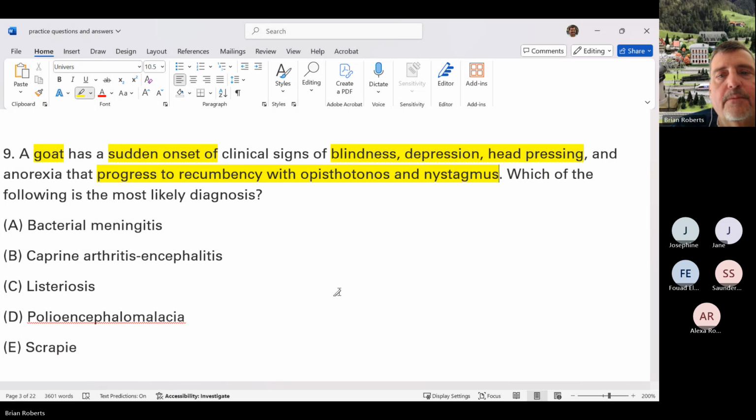So, based on this description, we have blindness, depression, head pressing that progresses to recumbency and opisthotonus and nystagmus. Do you guys know what opisthotonus is? What that term refers to? It's okay if you don't. That's why we're here.